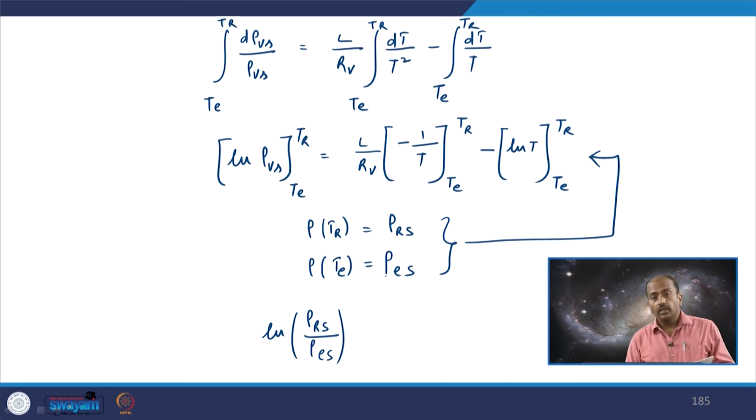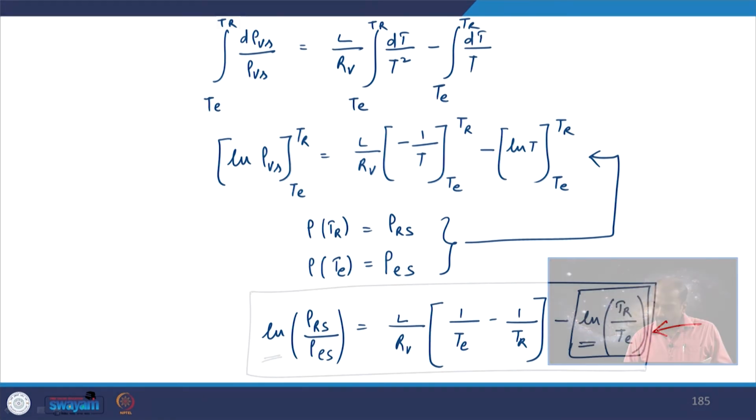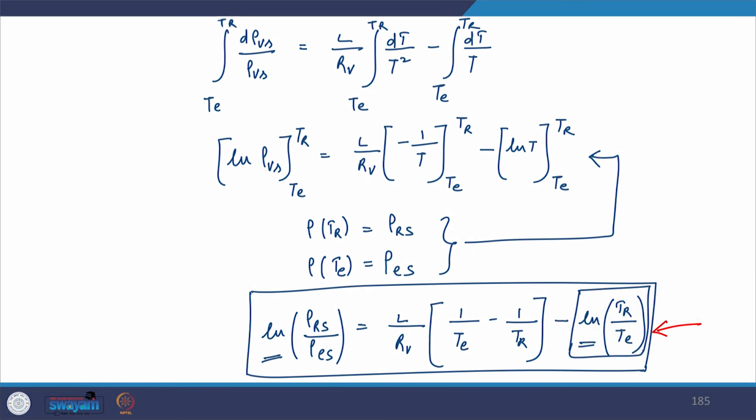The density of the ambience at saturation is equal to L by R_V times (1 by T_E minus 1 by T_R) minus ln(T_R by T_E). Let us consider this as an intermediate result which we have to use.